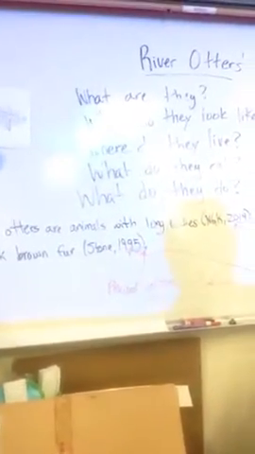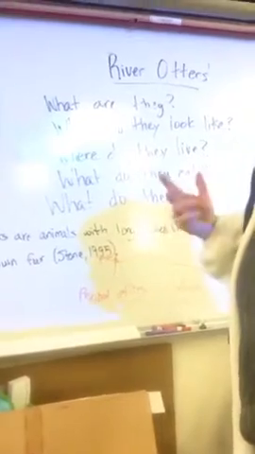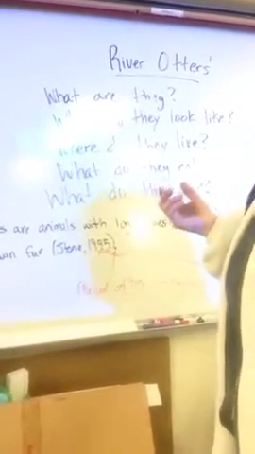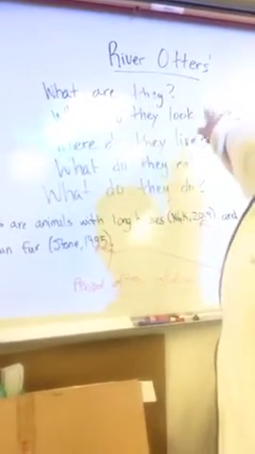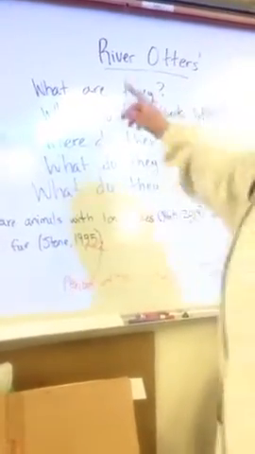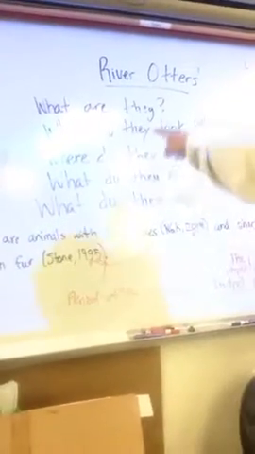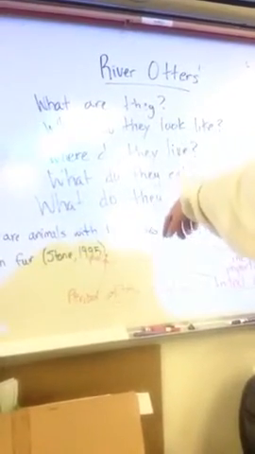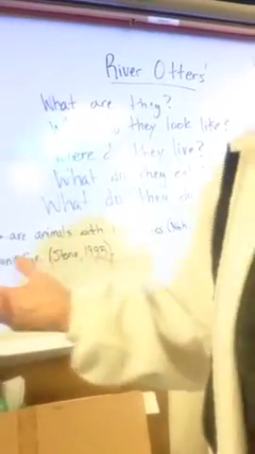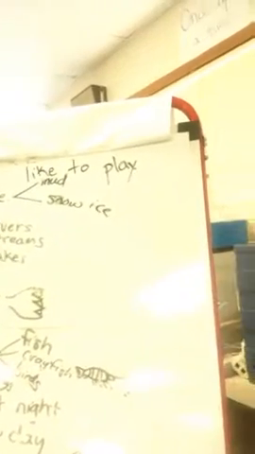In your paragraph about the river otters, you should tell what they are. They're animals, right? They're mammals. What do they look like? Where do they live? What do they eat? And what do they do? These questions will help you think of things to say in your paragraph. Do not copy these questions. You answer them by looking at these notes, and you write your paragraph.